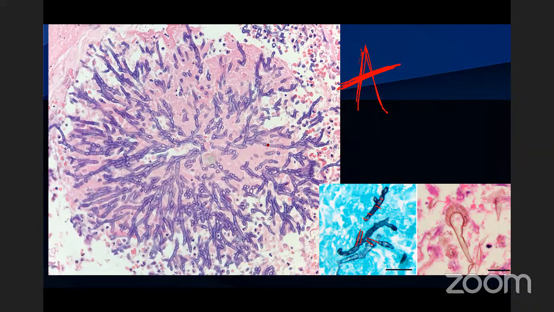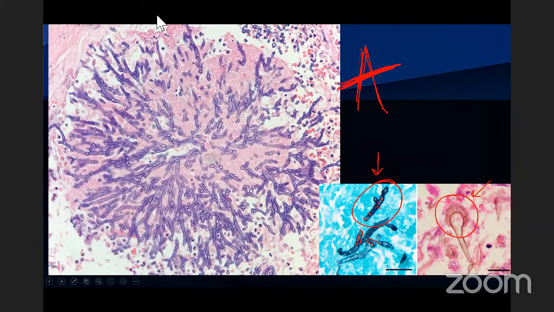Remember, which stain will pick them up? Either you can use PAS stain or you can use silver stain. So this black colored stain is silver methenamine stain. That is a black colored stain, or PAS can also give you this. And what is this body here which is seen? This is called the fruiting body. So this body here which is shown is called the fruiting body.